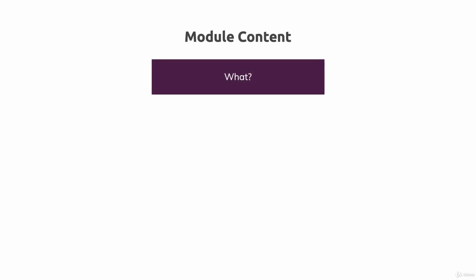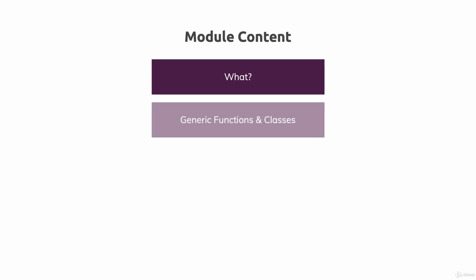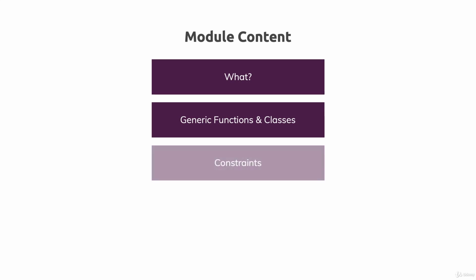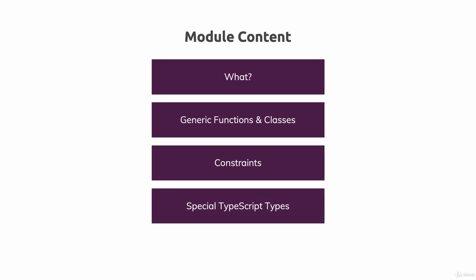Specifically, we'll have a look at what exactly generics are and why they are interesting and helpful. We'll then build our own generic functions and classes, because turns out we can do that. We'll then have a look at generic constraints and what that is and why we would use something like that. And we'll have a look at a couple of special TypeScript types which also typically are generic and which we therefore only really can understand now. So let's see what we got there.